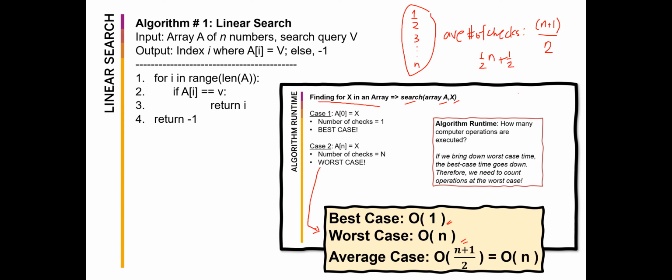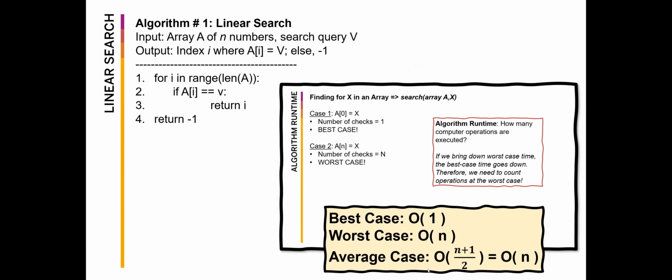And similarly, how we do it with big O notation, we look at the largest term, the term with the highest order, which is 1 half n. We drop the coefficients, and we arrive at simply n. So on average, it will still perform at an O of n runtime. Kaya tayo nag-arrive on this O of n for average case.